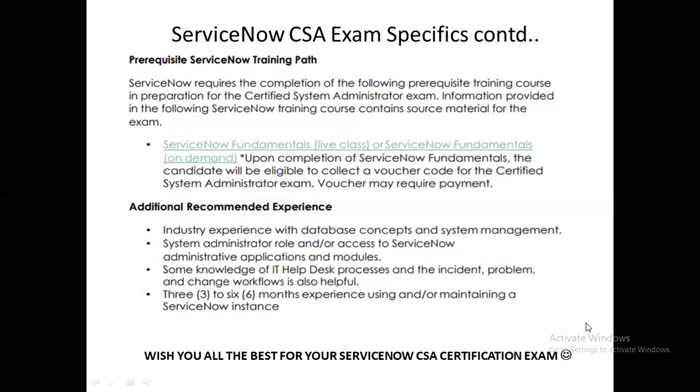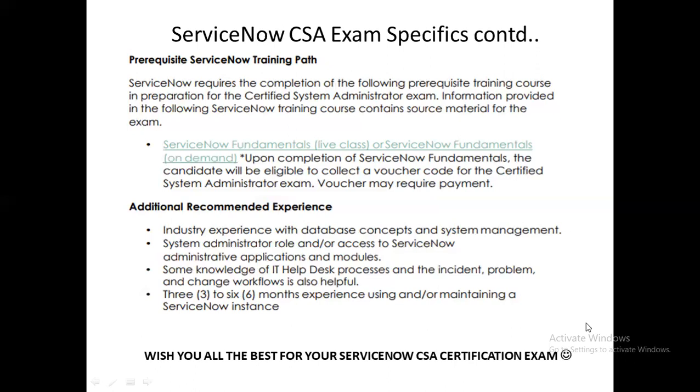Then you will need some kind of role in your day-to-day life in which you actually do the service administrator role. Of course, whoever is doing this for the first time and has not been in the ServiceNow world so far, for them this experience is not expected. But generally, people write this exam once they have a certain amount of experience in the ServiceNow sysadmin role, or they at least have access to ServiceNow administrative applications and modules.